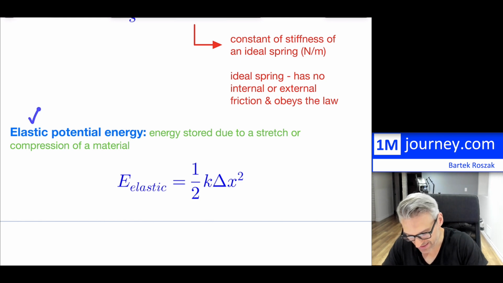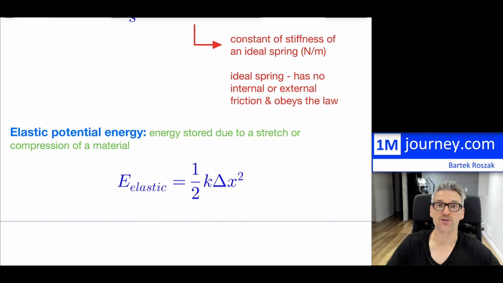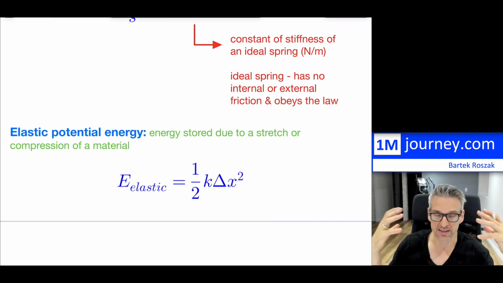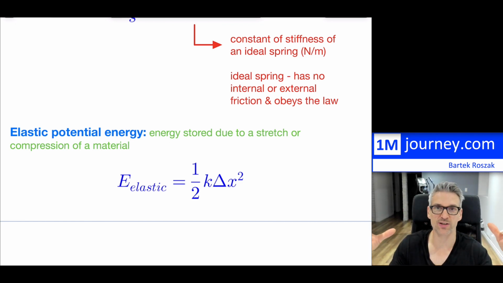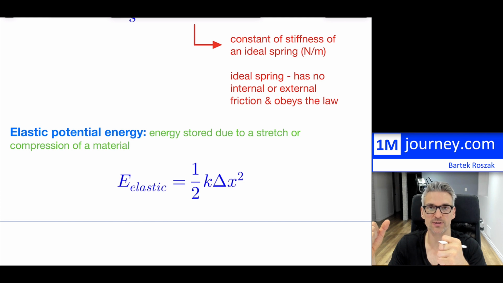So the word elastic here means that it is energy that is stored due to either a stretch or a compression of a material. We think of springs because it's easy for us to think of a compression and stretch of springs, but it can be any material. It could be elastic bands or anything capable of stretching or compressing. And what you're doing is storing energy within the bonds of that material, a potential energy, which might get released so that it can coil back, or stretch back, to its normal size.